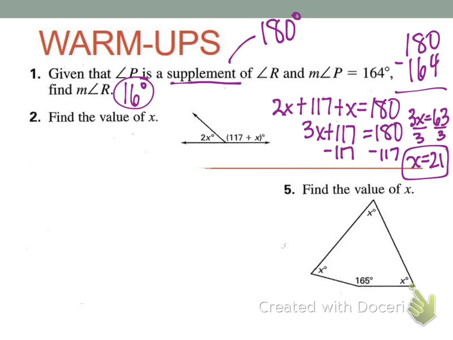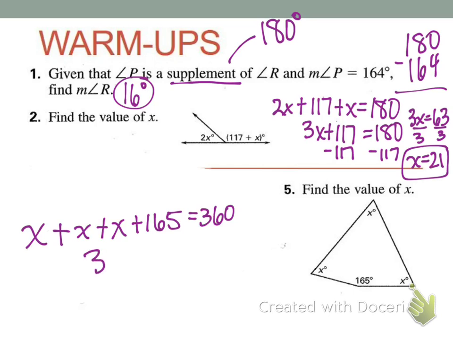360. So those angles would be x and x and x and 165. So I add them all up. I should get 360. What's the next thing we do? Combine like terms. X plus x plus x gives us 3x. You got to use all those x's.